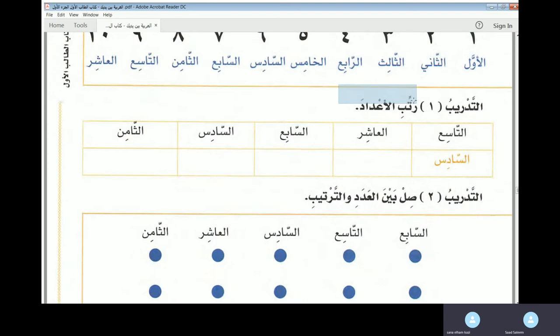At-tadribul awwal. Rattibil adad. Arrange the numbers. Rattib is arrange, right? Yes. Arrange the adad, numbers. The adad and raqam are also the same, right? I believe so. Yes, it is the same thing.